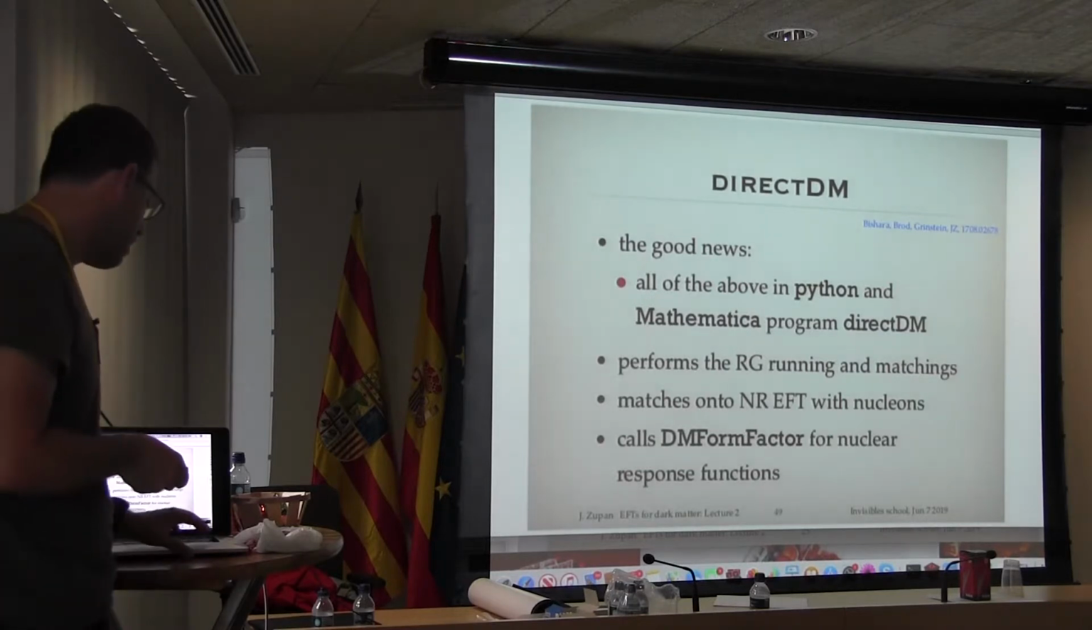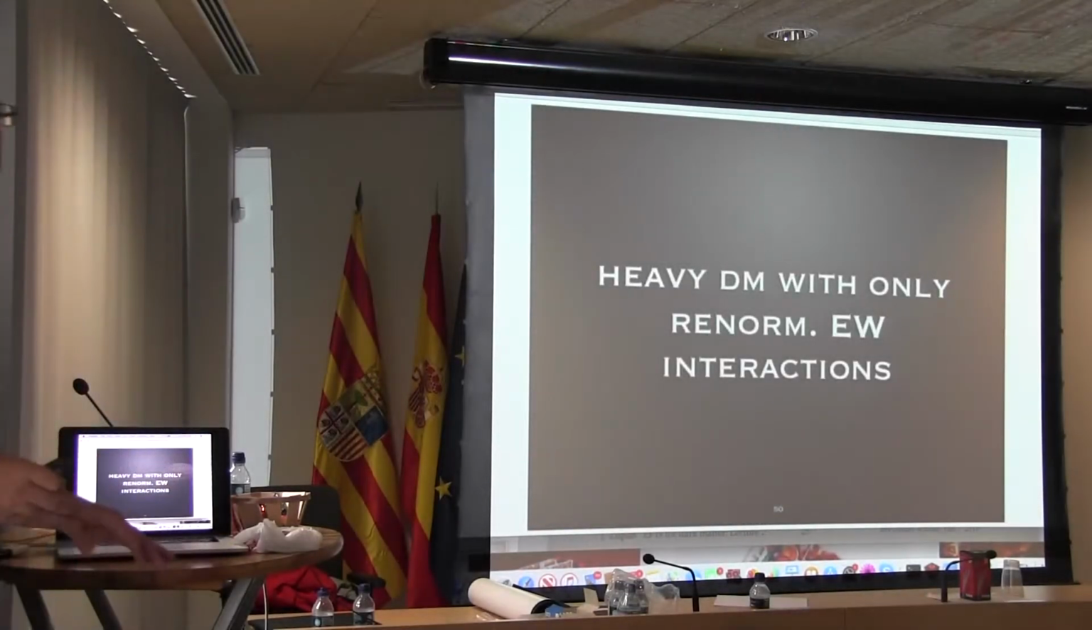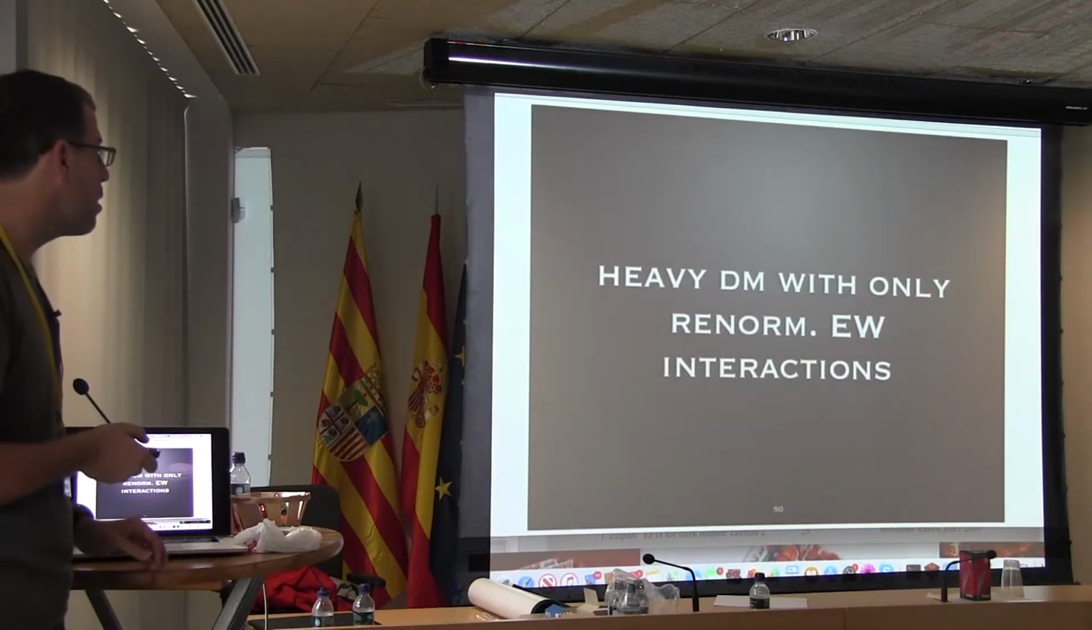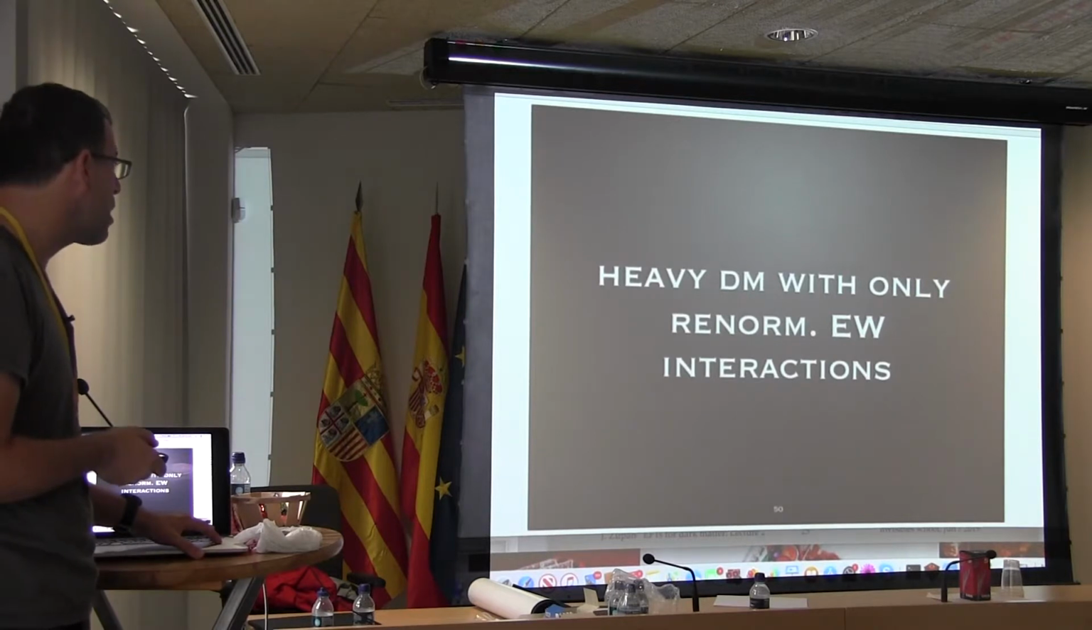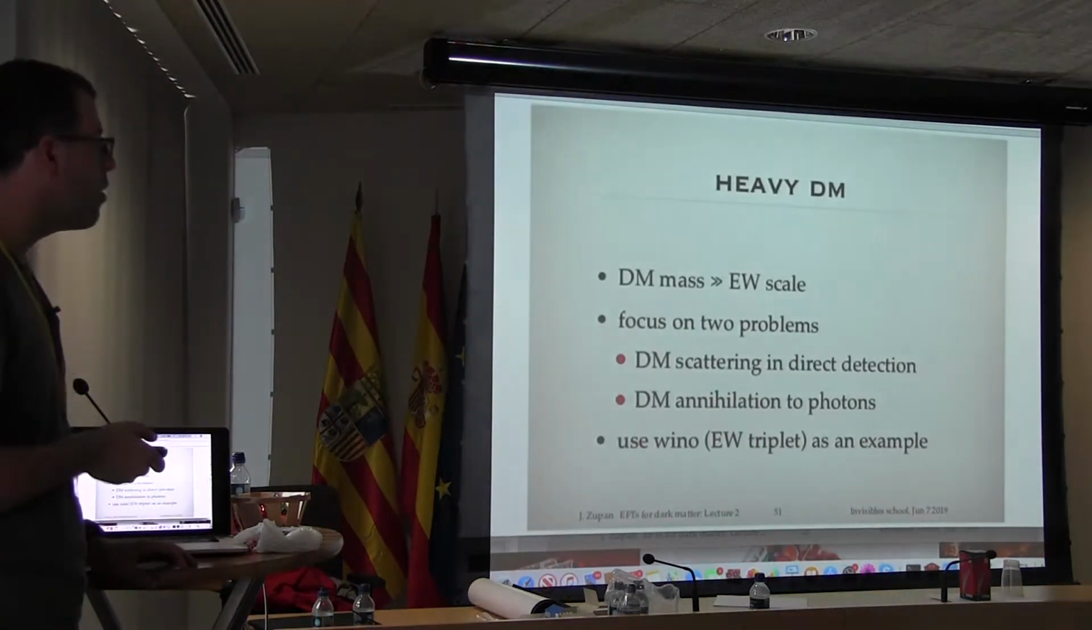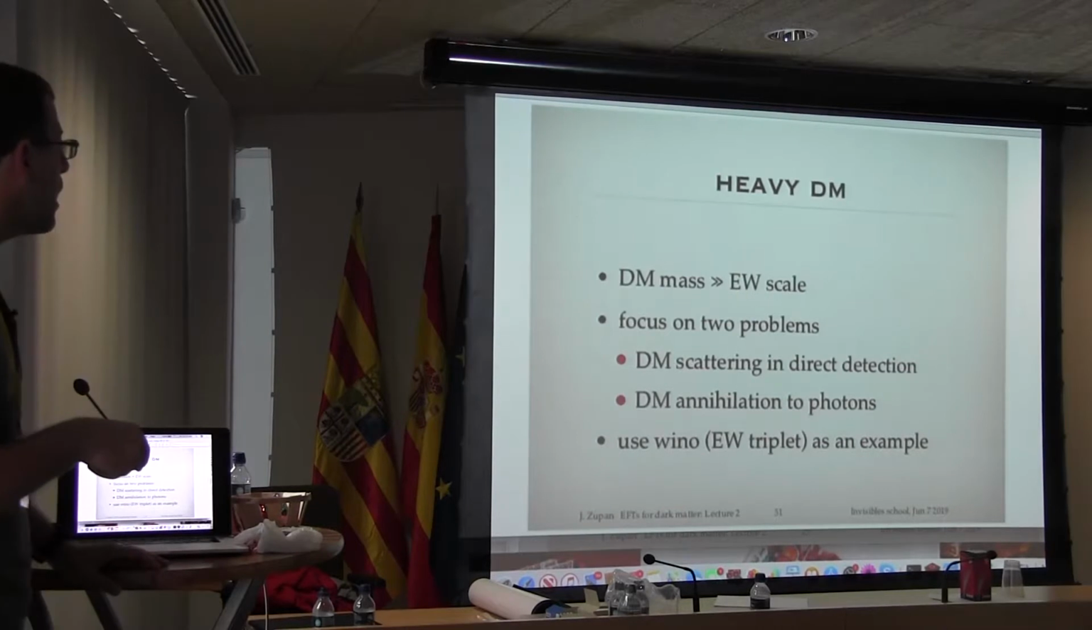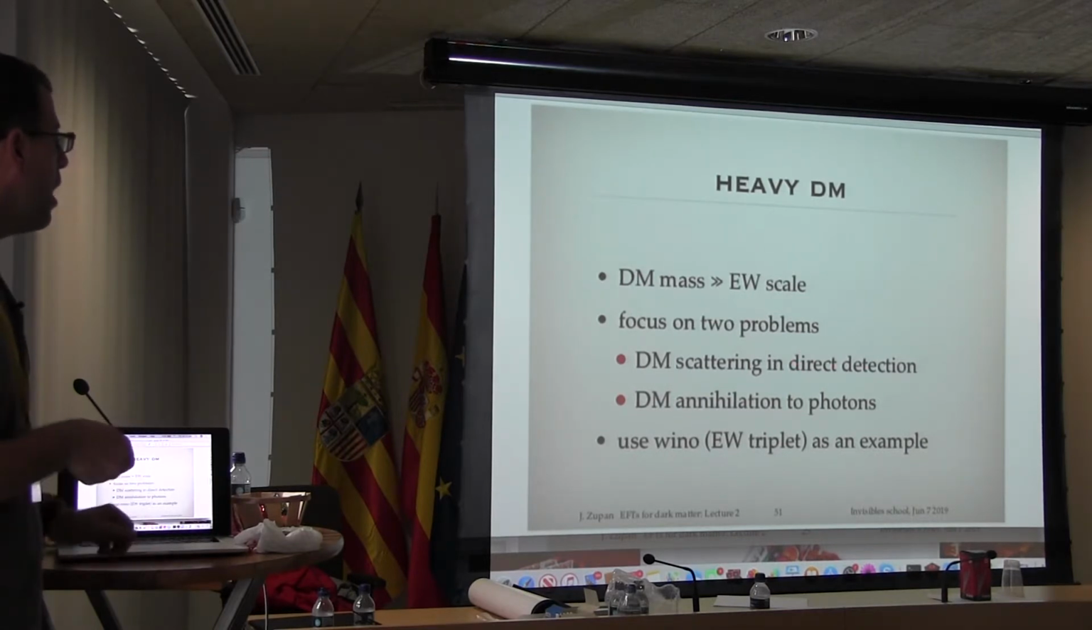Okay. So now I'm switching gears completely, and I'll talk about the heavy dark matter with only renormalizable electroweak interactions. So I'll do the following. I'll take the limit where dark matter will be heavy, much heavier than the electroweak scale. And then I'll do two problems: dark matter scattering in direct detection, and then dark matter annihilation to photons. And we'll do this for the WINO.